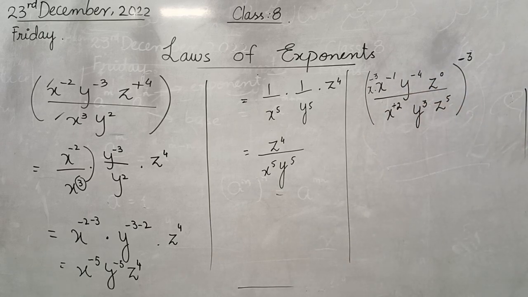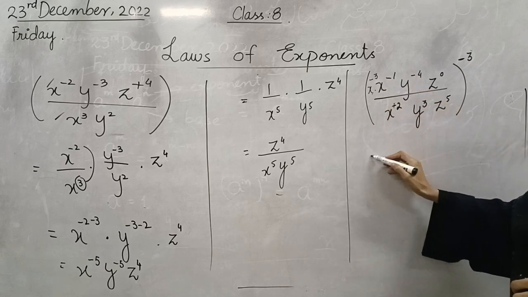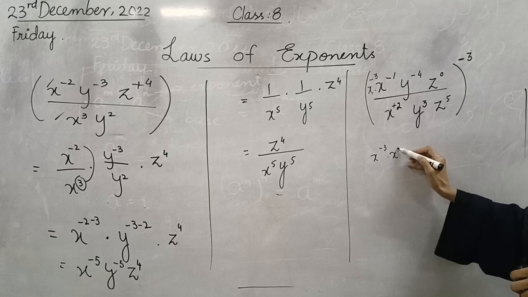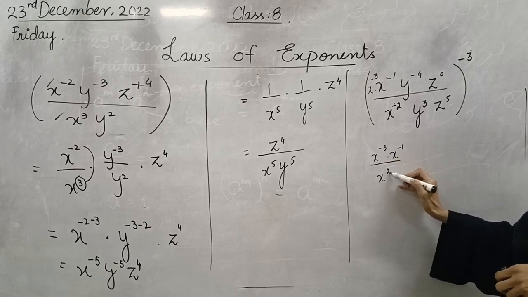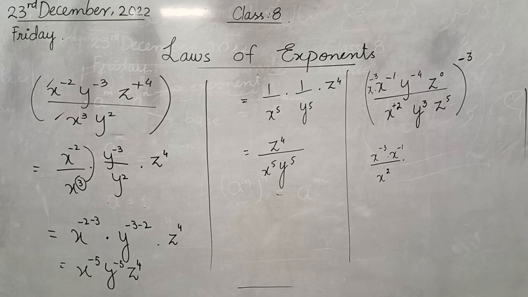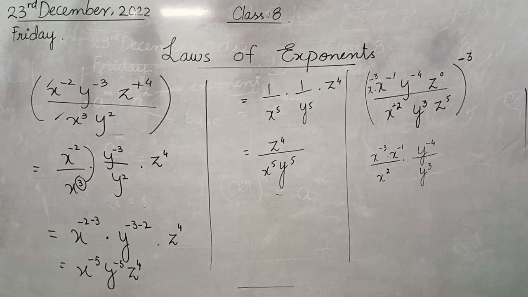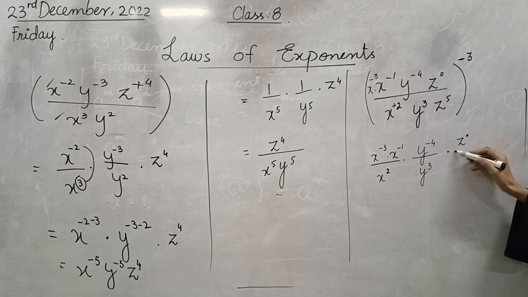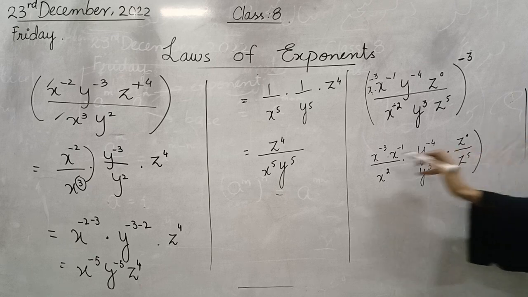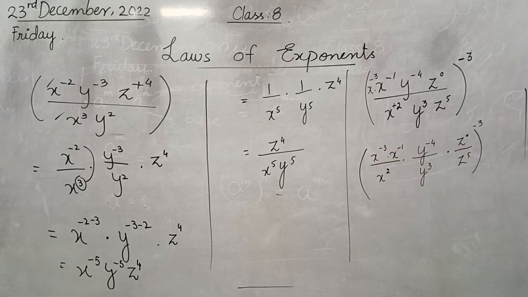Here, the first step is to identify the same bases. So, we have three same bases, x raised to power minus 3, x raised to power minus 1 and x raised to power 2. Next, we have two same bases for y raised to power minus 4 over y raised to power 3. In the last we have z raised to power 0 over z raised to power 5. Yes, what will be the next step, girls?